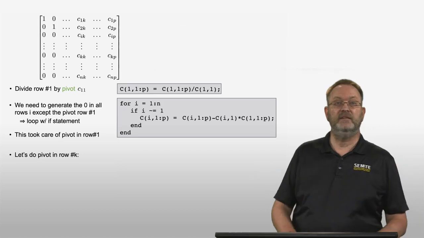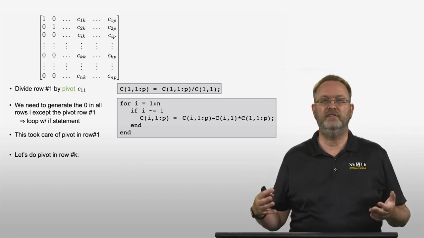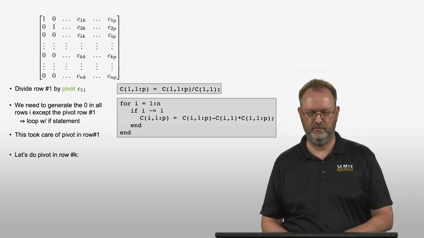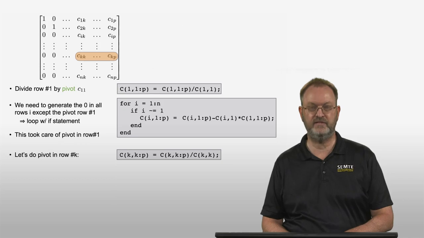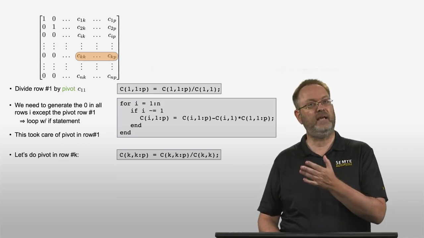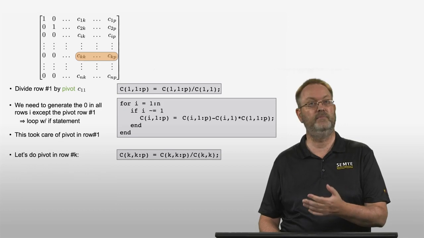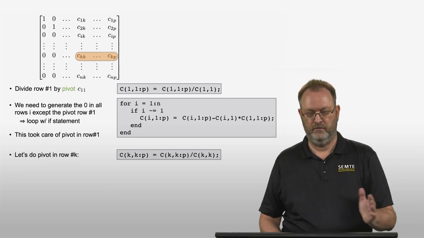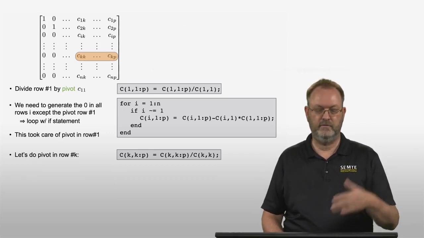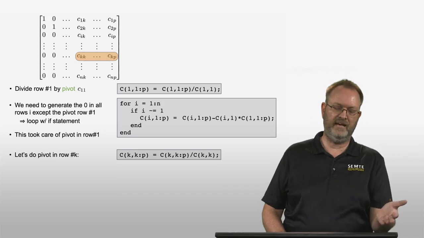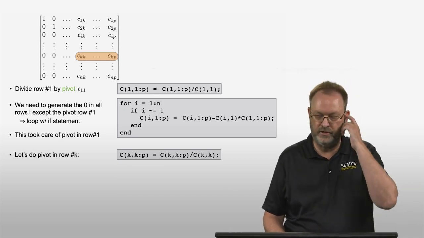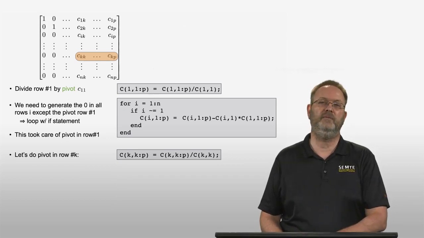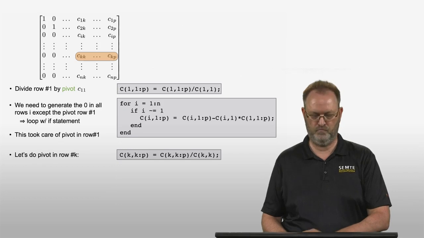Now let's generalize this, and let's do this for the pivot in row number k, an arbitrary pivot in row number k. So the first step that we need to do is we need to divide that kth pivot row by the pivot entry, and the pivot entry is on the diagonal. That's the kk position. So we divide this row starting at the pivot position. Everything to the left of that pivot position is 0 anyway, so we don't have to do anything with that. But we divide the rest from k to p by the pivot entry, which is c at kk.